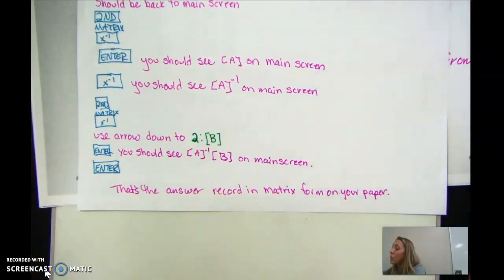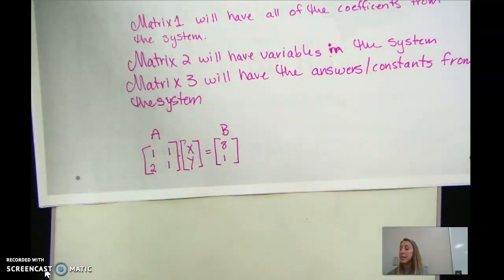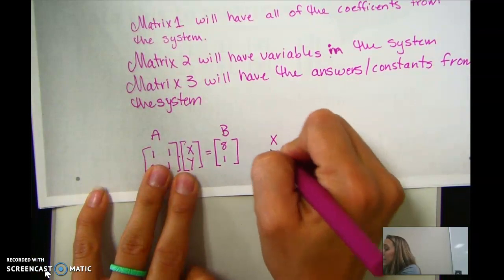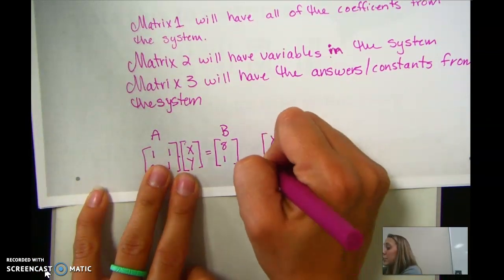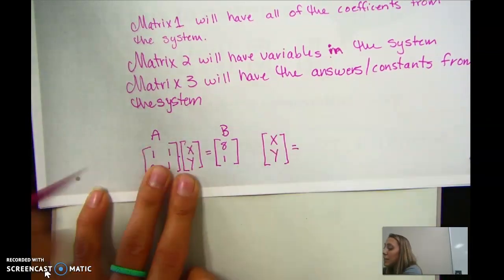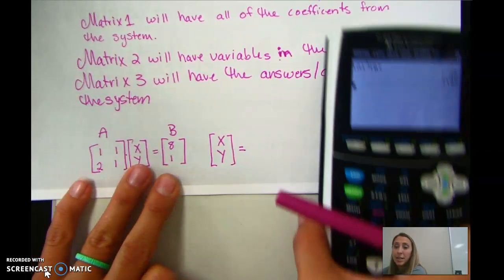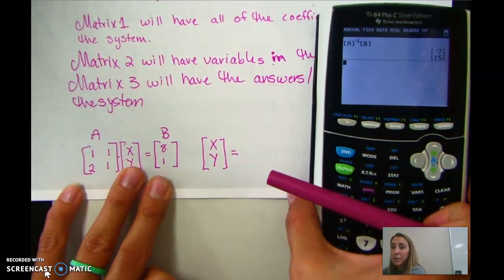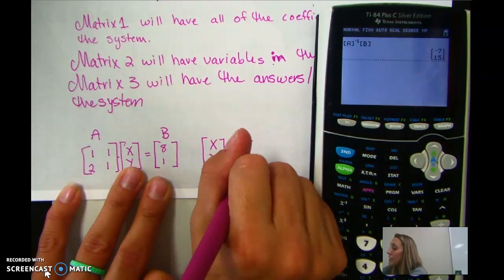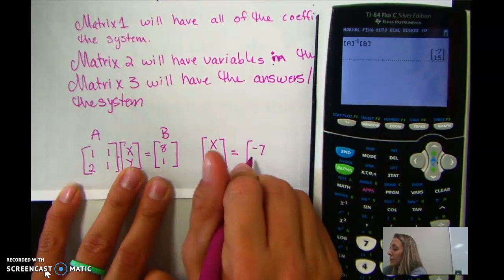So on your paper, what you're going to write down is that X and Y, this is your answer in matrix form. So I have my answers right there. There we go. -7, 15.